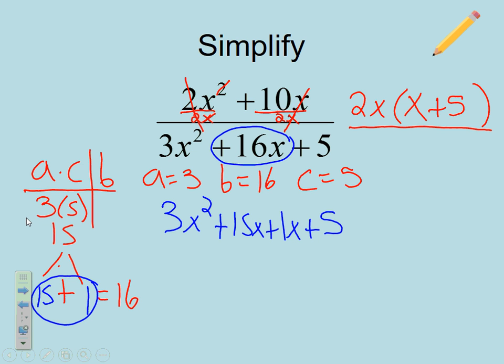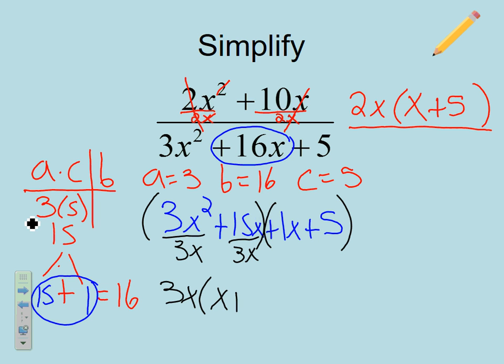Now I have 4 terms, so I can use my grouping method. Group these first 2 together, and then the second 2. So I can take out a 3x out of both of these. 3x is out in front, left with x plus 5. My second one, I can't really take anything out, but I can always take out 1. So I'm taking out a positive 1. I'm left with x plus 5.